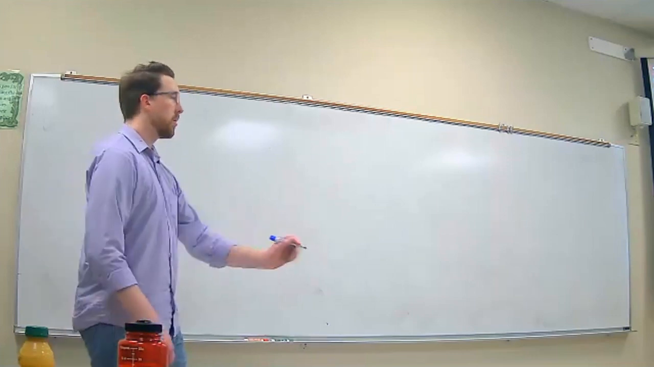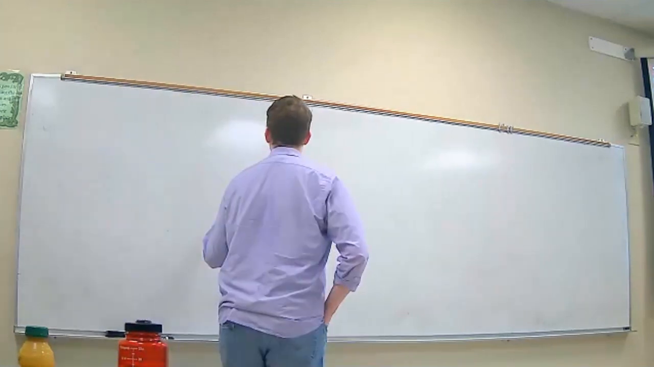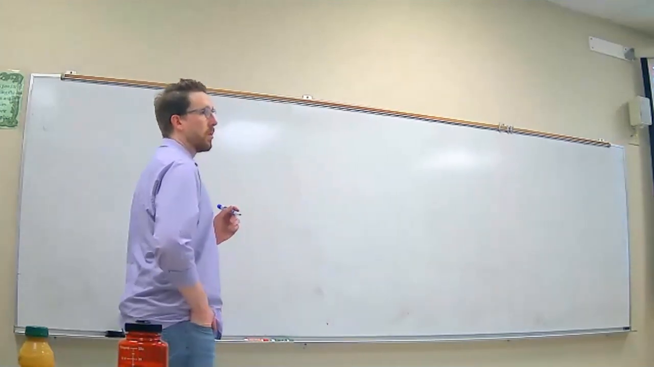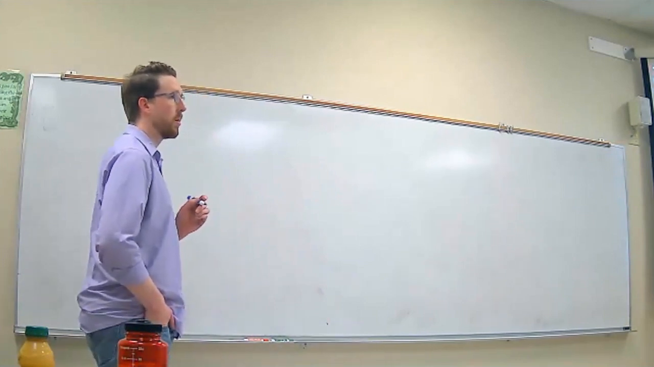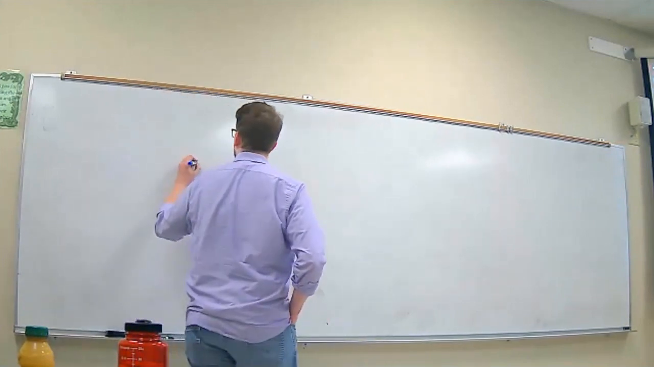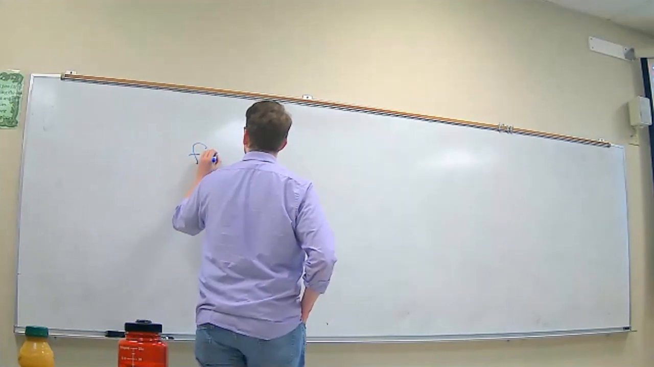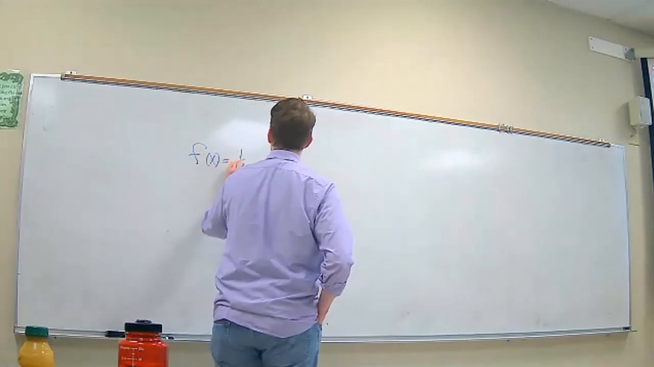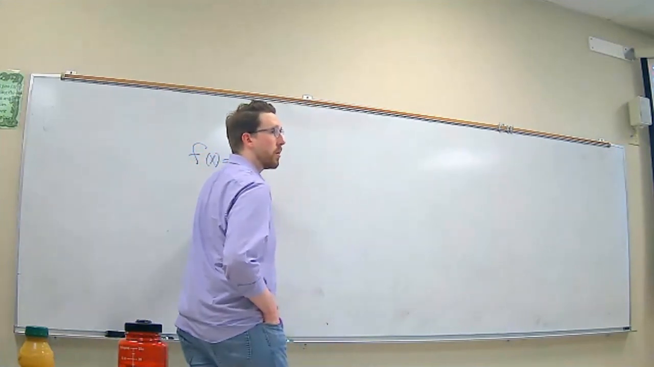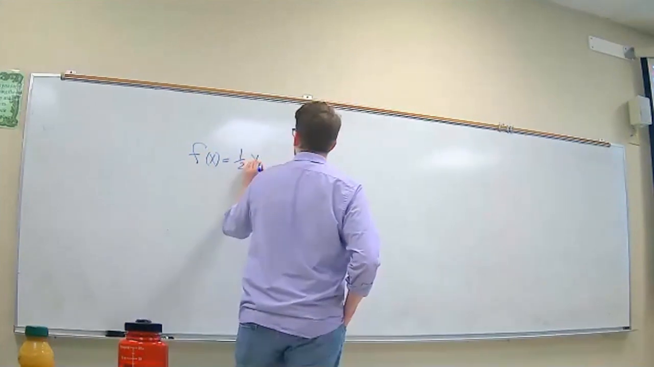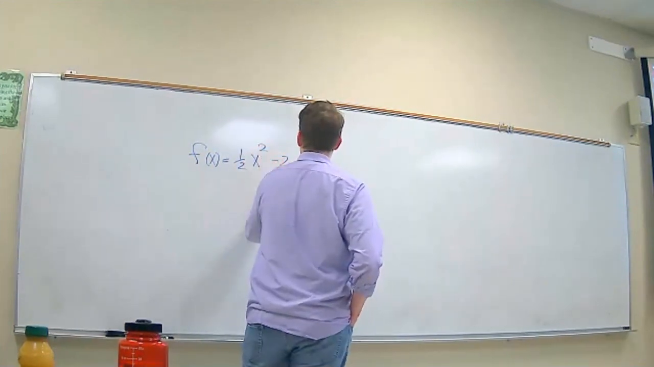Okay, so it's choose a domain that restricts the function. So it's f of x equals 1/2 x squared minus 2. f of x is equal to 1/2 x squared minus 2.